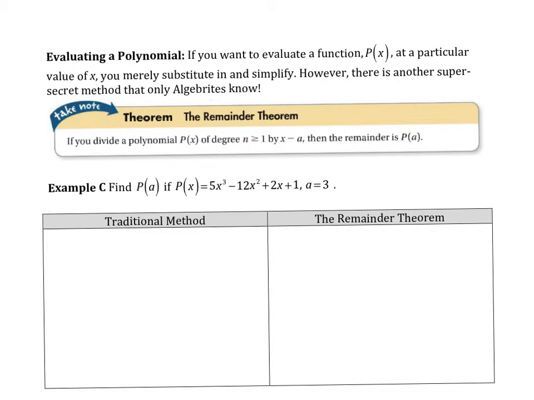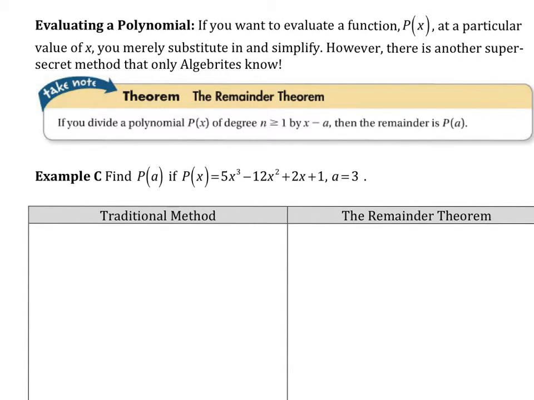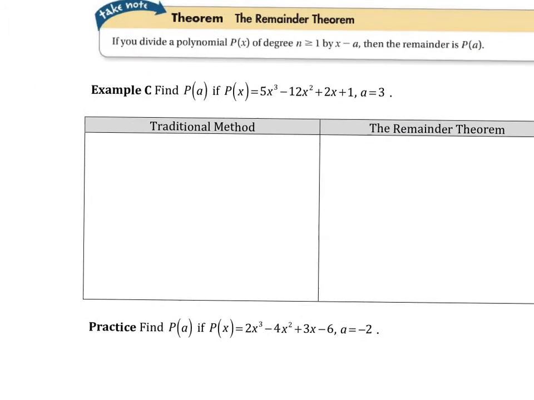However, there's another super secret method for us algebraites. It's kind of ugly sounding, but it looks like this. If you divide p of x by any polynomial of degree n, where n has to be greater than 1, so it's not a constant, in other words, and we're dividing it by this factor right here, x minus a, it's the same as plugging in the a. And the remainder is going to be the result. So it sounds confusing, much easier the moment we do it.